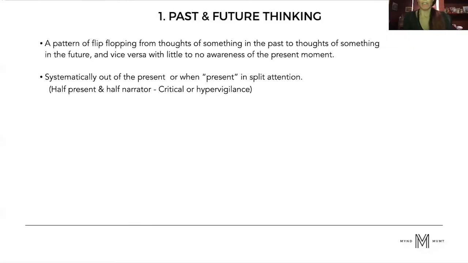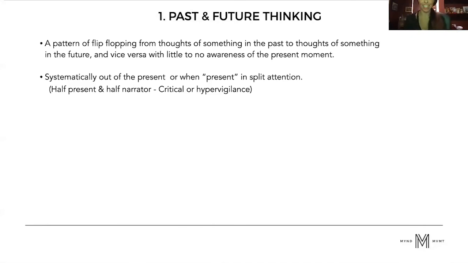So as I've already said, this is a pattern of flip-flopping from thoughts of something in the past to thoughts of something in the future. And really, though, the critical mass here is no awareness of the present moment. So for people that are chronically stuck in past and future thinking at the level of depression and anxiety, there's no real understanding of what the present means. We can talk about it intellectually and even have an understanding intellectually, but still fundamentally not be capable or able to bring ourselves into the here and now.